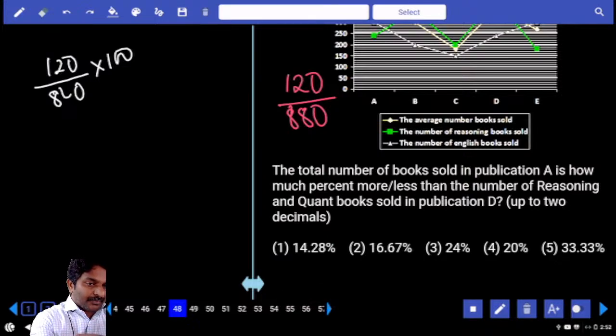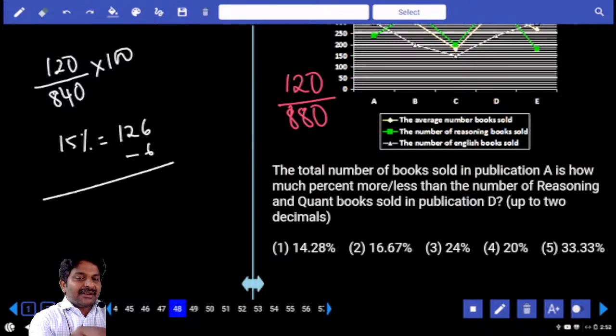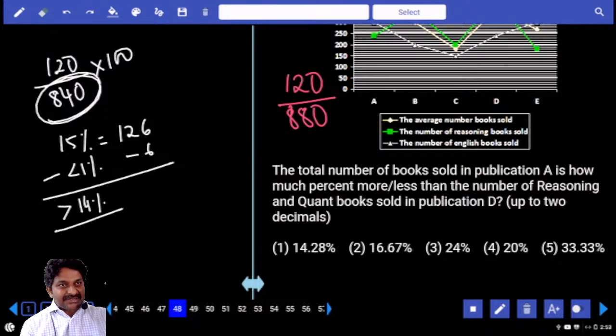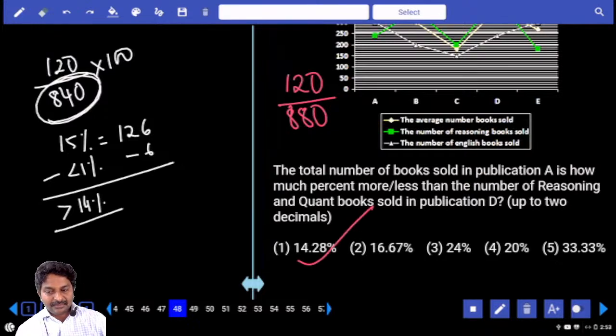840. What is 10% of the denominator? 84. 5%? 42. 84, 42, 126. This is equal to 15%, right? If you subtract 6, then we will get 120, which is our numerator. What is 1% of the denominator? 8.4. Do we have to subtract 8.4? No. Less than that only. That means from this we have to subtract less than 1%. That means answer must be more than 14%. Go to options.